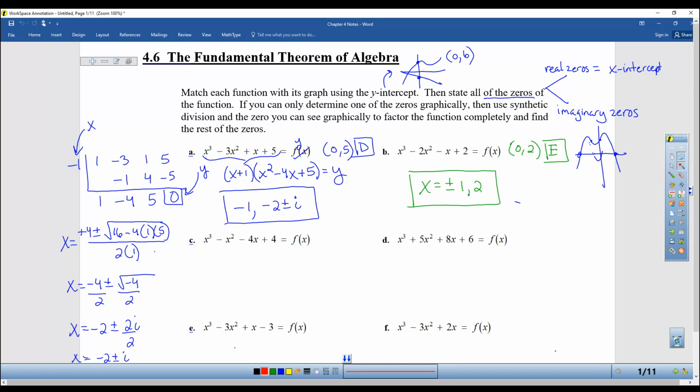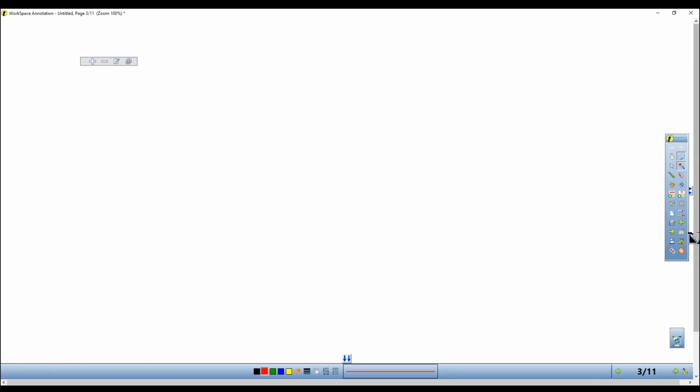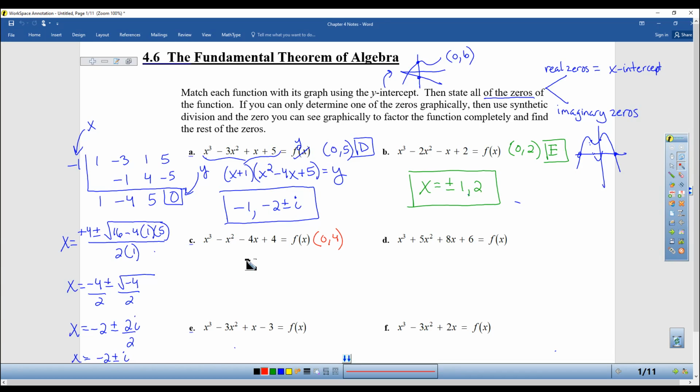All right, letter C. Here's the y-intercept, because if x is 0, everything else would go away. So (0, 4). I look over at my graph. I find (0, 4) is on B. Excellent. Another one where I can see all the zeros. And the zeros are at -2, 1, and 2. So my zeros are at plus or minus 2 and 1. This is fantastic.